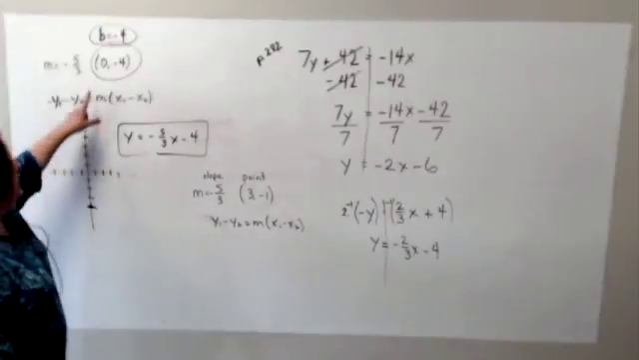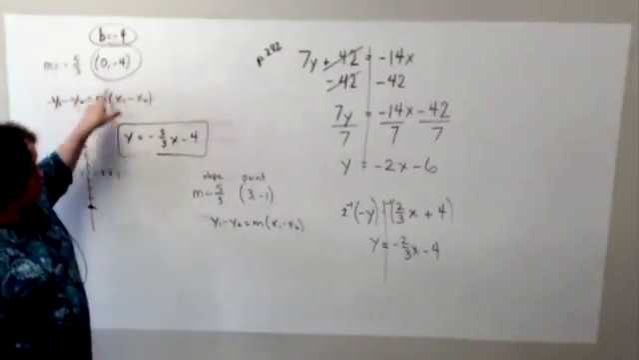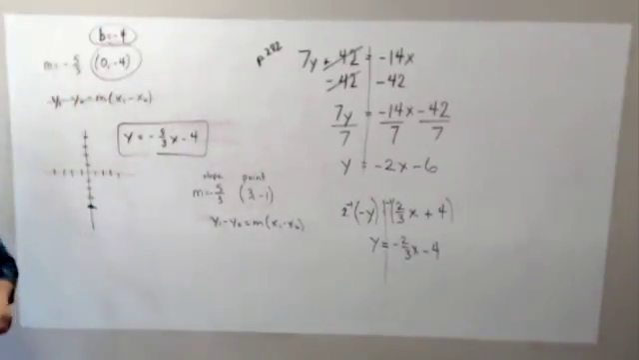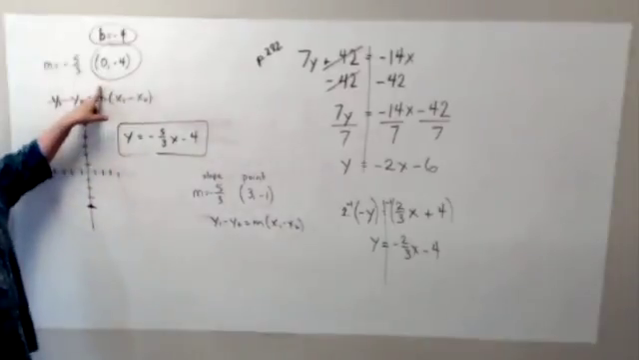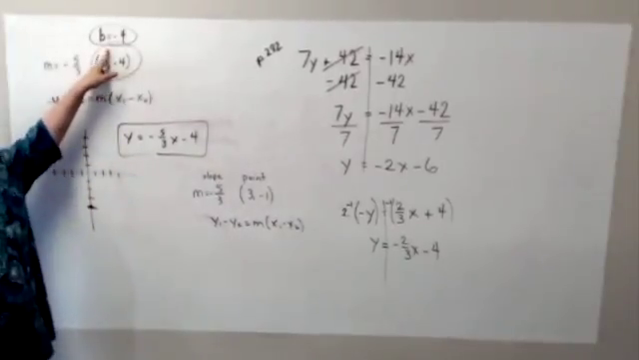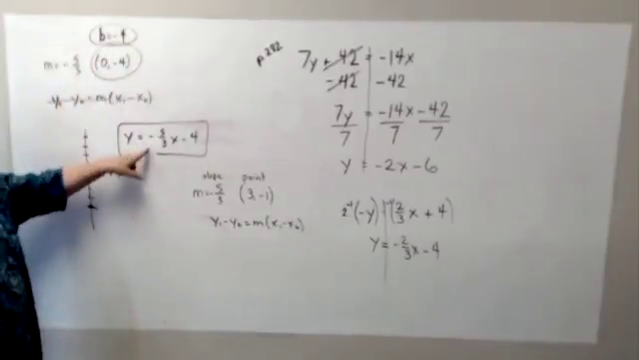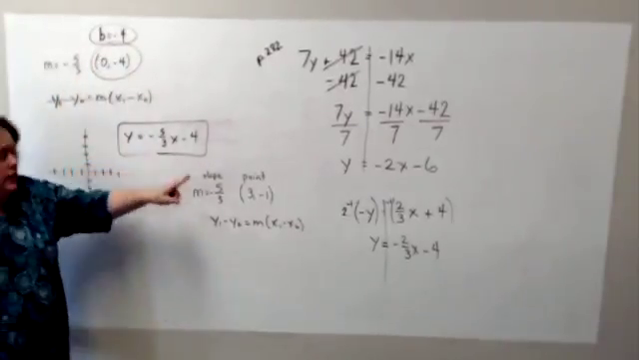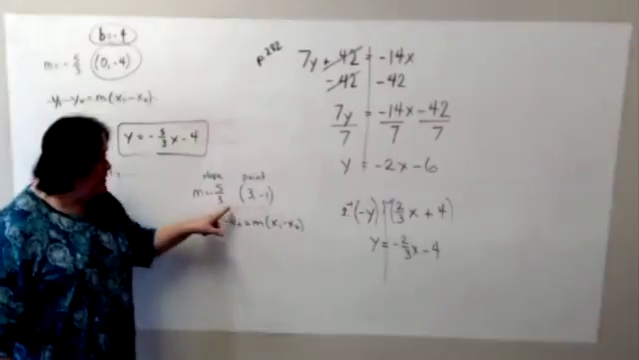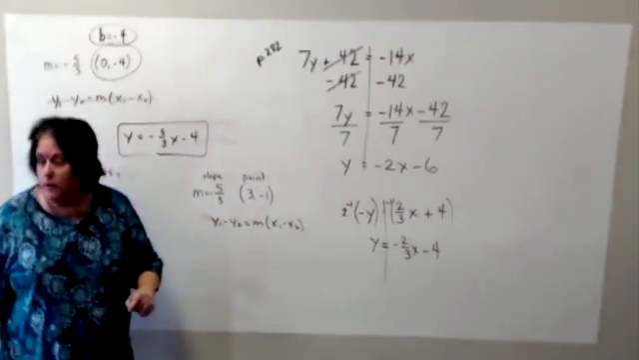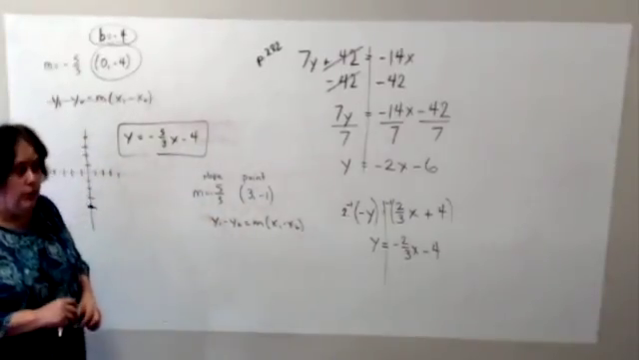So do you understand this one? The difference between this one and this one? You could solve this using point slope form, but you'd be wasting your time because they've already given you the y-intercept. So you can just write your equation. But usually, if they give you a point and a slope, then you're going to use your point slope form.